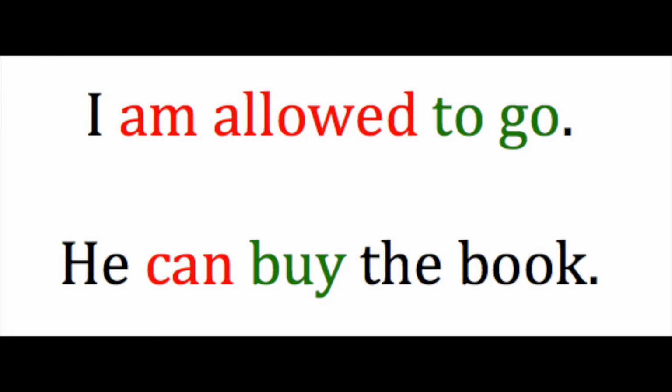In our last video, quickly, we went over what a modal was. Here are those two example sentences again in English. Remember, a modal can't stand on its own, and has to have another verb. I am allowed to go. The red is the modal. Green is the verb. He can buy the book. So again, real quickly, those are what those are.